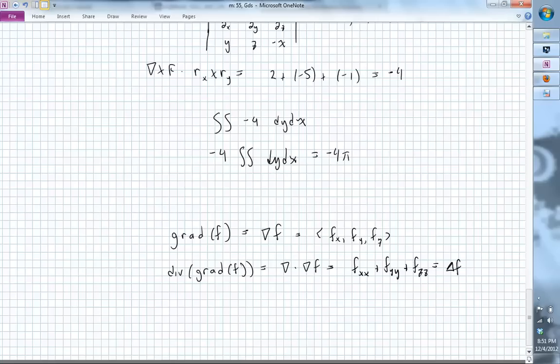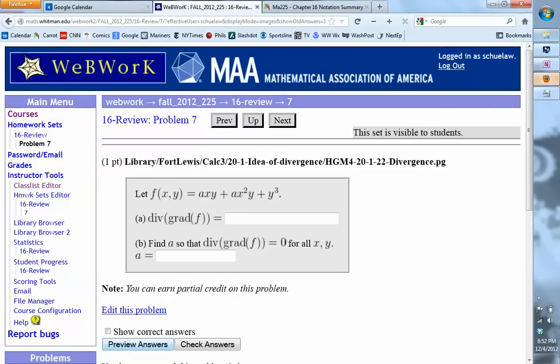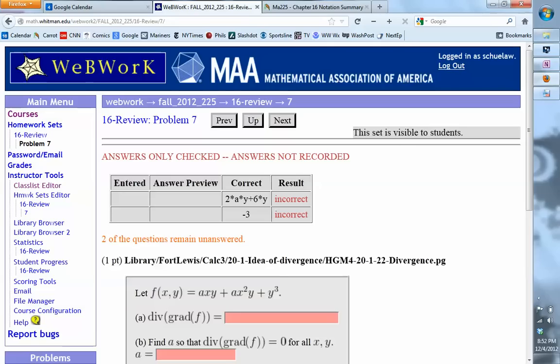So the one that says find a so that this equals 0 for all x and y. Yes. So when you do this, axy plus ax squared y plus y cubed. Or actually, I'll just show the answers, that way I won't have to compute it. Okay, so the answer is 2ay plus 6y, right? And find a so that this thing is equal to 0 for all x and y. Yeah, just set it equal to 0 and solve for a. Okay.